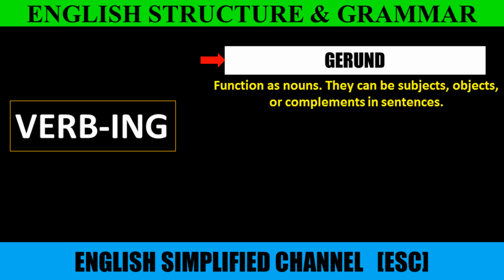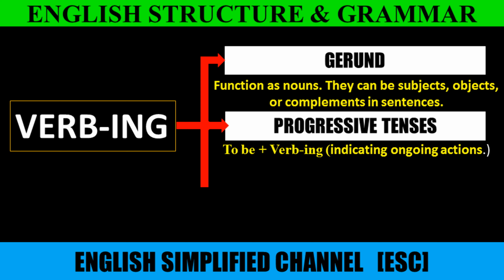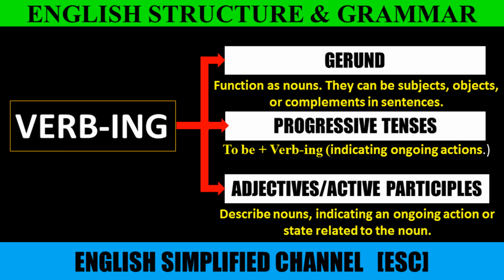Summary. Gerunds function as nouns. They can be subjects, objects, or complements in sentences. Continuous progressive tense is formed with the present tense of to be, am, is, are, was, were, been, be, plus the ing form of the main verb, indicating ongoing actions. Adjectives, active participles, describe nouns, indicating an ongoing action or state related to the noun.